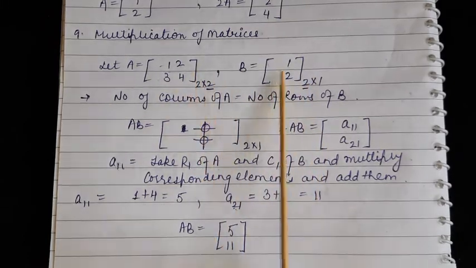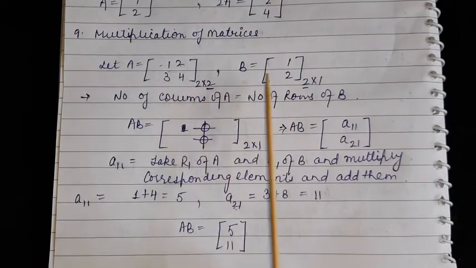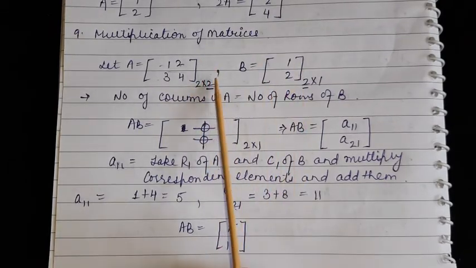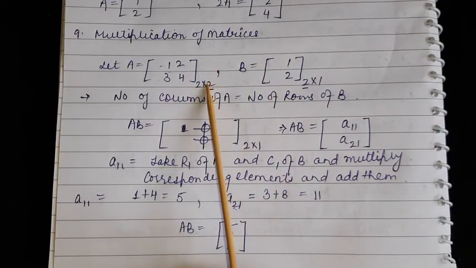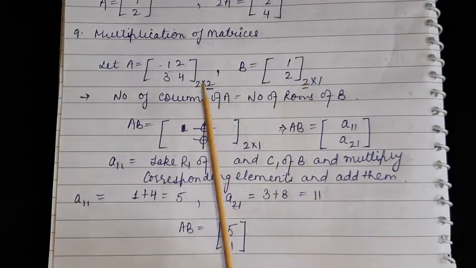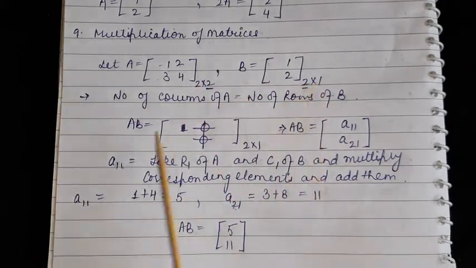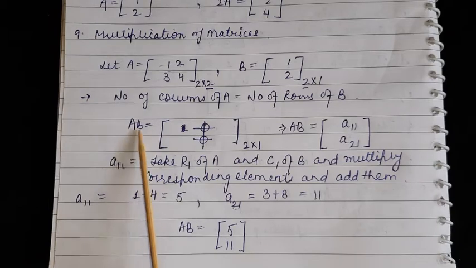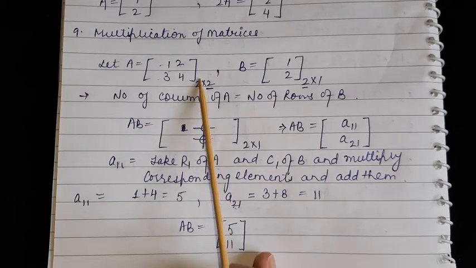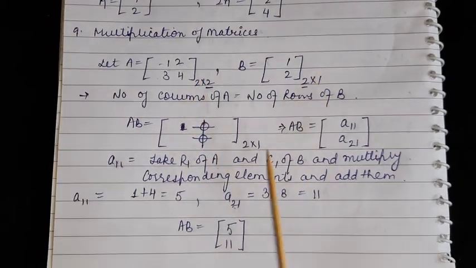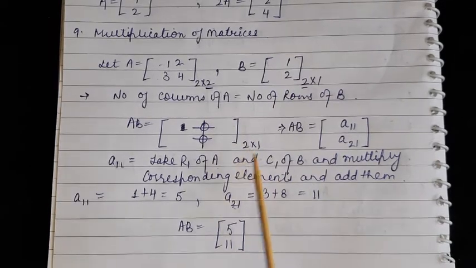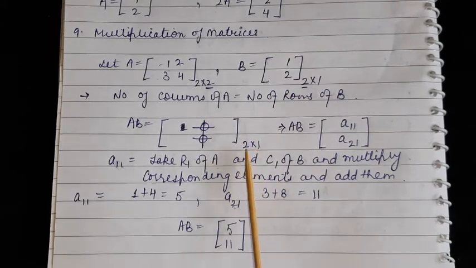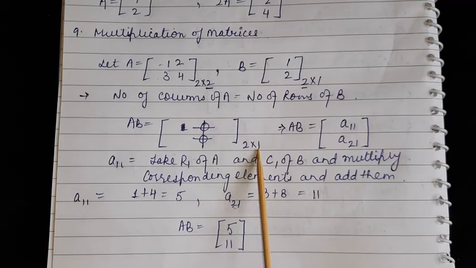Now when we multiply AB, the order of the resultant matrix will be, just imagine that we are cancelling this 2 and this 2. So we are left with 2 by 1. The product of AB will be a matrix of order 2 by 1, which is what we have written here. 2 by 1 basically means it will have 2 rows and 1 column.